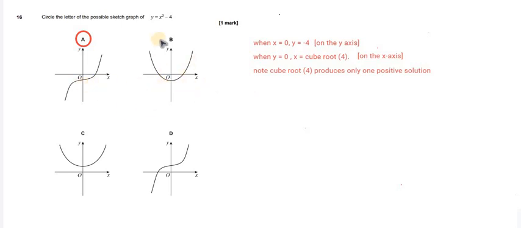But the difference is, for when y is equal to 0, B produces two values of x, positive and negative. That's not the case from the equation of the graph. The equation of the graph produces only one positive solution of x. A negative solution for y, positive solution for x, just one. So, A is the most likely.